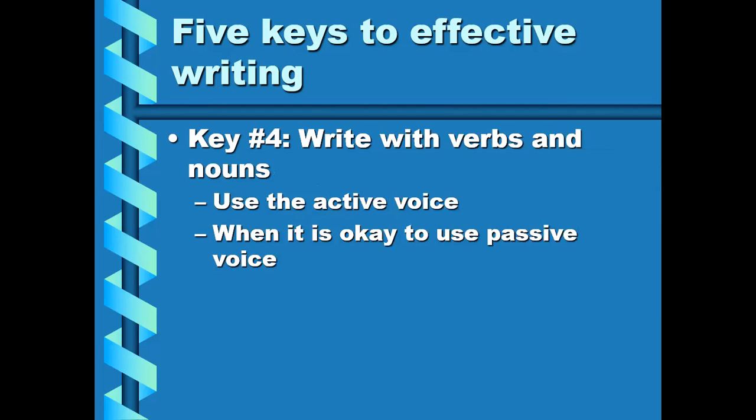Okay, so we continue moving on to our key number 4, which is write with verbs and nouns. Here it is better to use the active voice every time that we are writing something. It is just a common part of correctness, cohesion, and coherence of the written forms in the English language.